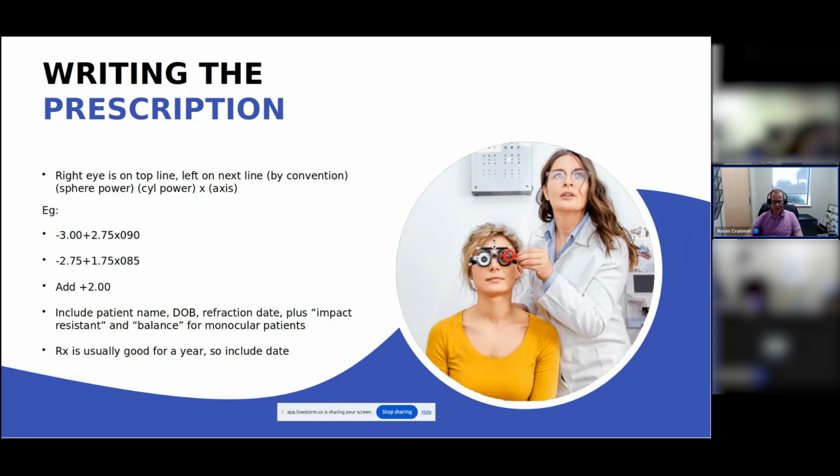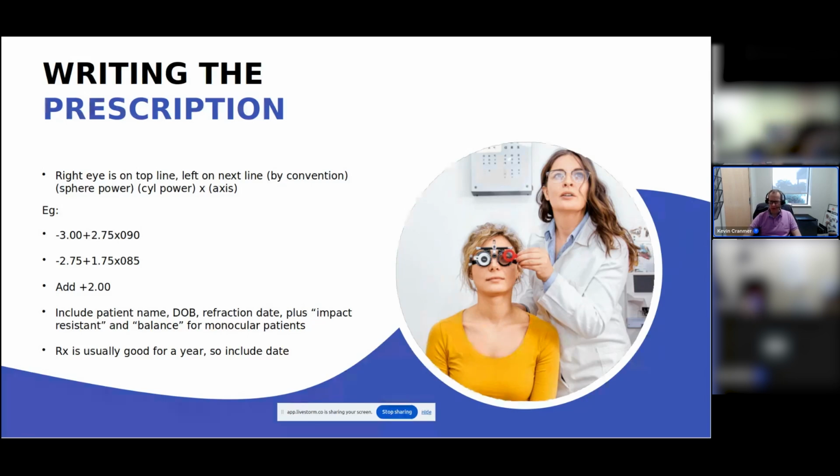Make sure that the patient's name is on the prescription. Date of birth is somewhat optional. I don't think you really have to put that on there. It can help. You'll want to write the refraction date. That's very important because an optician isn't going to want to fill a prescription that's 4 years old.